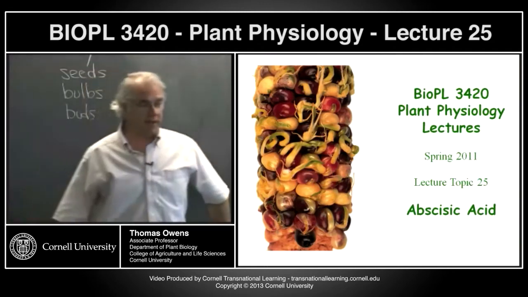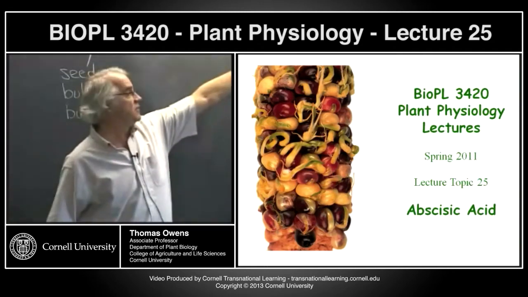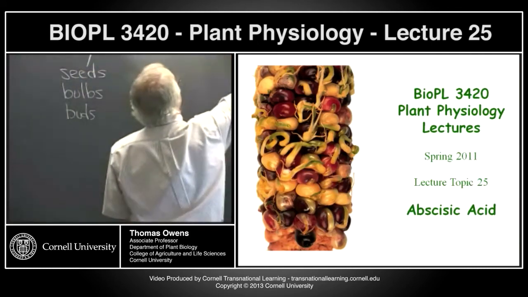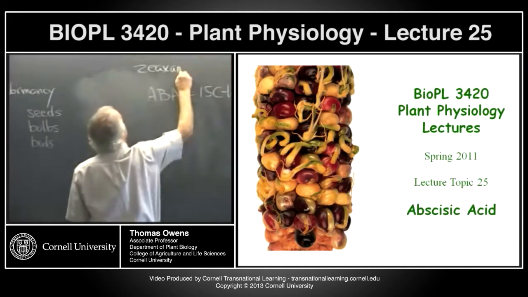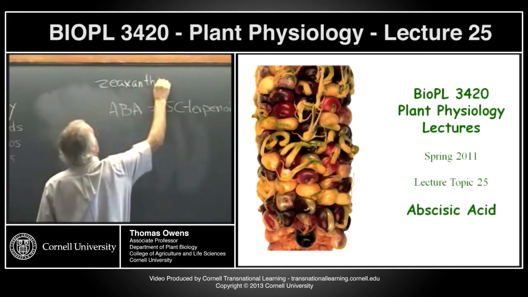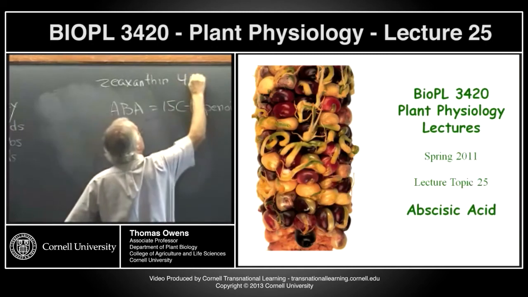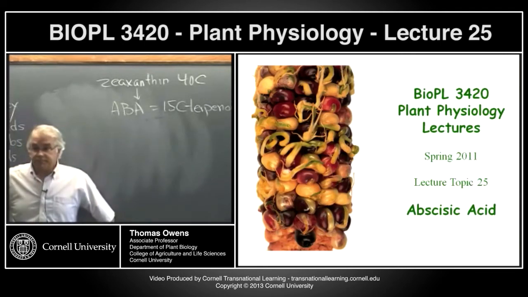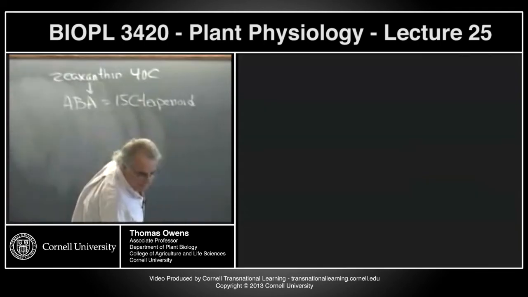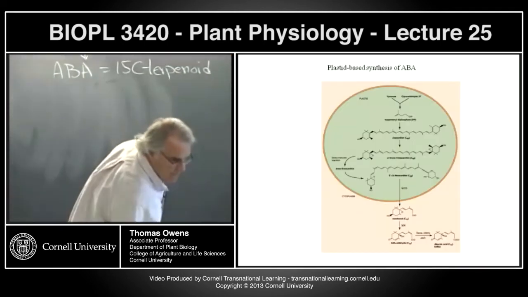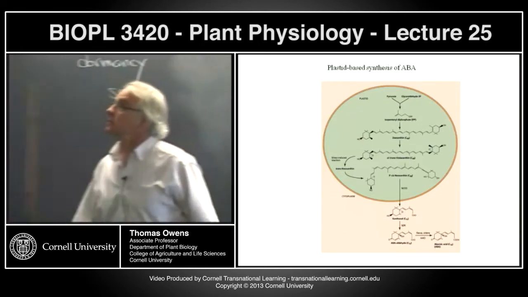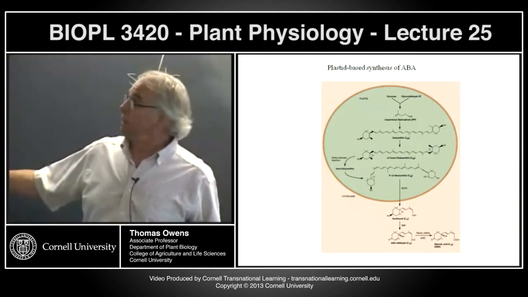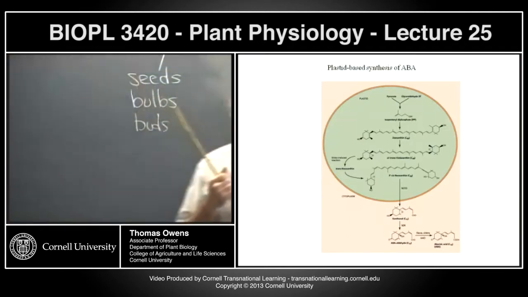And the reason for that is that the precursor of this 15-carbon compound is something we've already seen. Zeaxanthin, a carotenoid, a 40-carbon compound, is the precursor of ABA. So if we look at the biosynthetic pathway, it's in the plastid, and zeaxanthin is an intermediate in the synthesis of ABA.